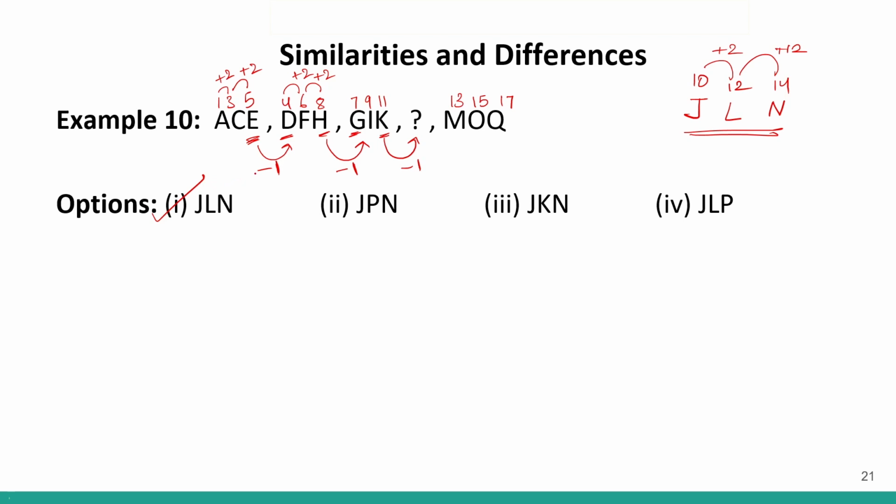Let us see if this is in correct logic with the next term. Here from N, to obtain the next term, we have to go minus 1 position, which will give us M. So again, it follows the same logic. Hence, our answer will be option number 1, J, L, and N.